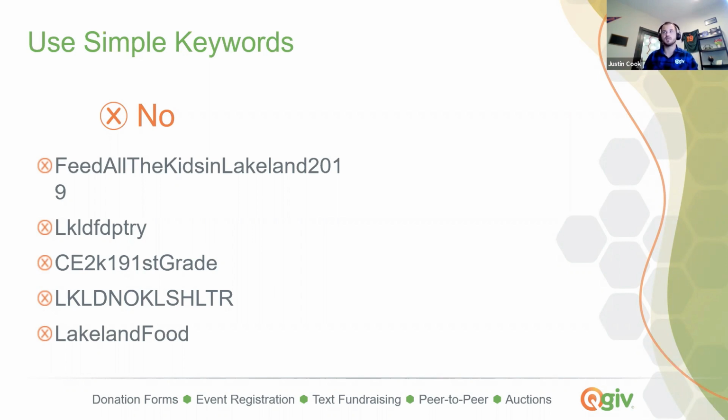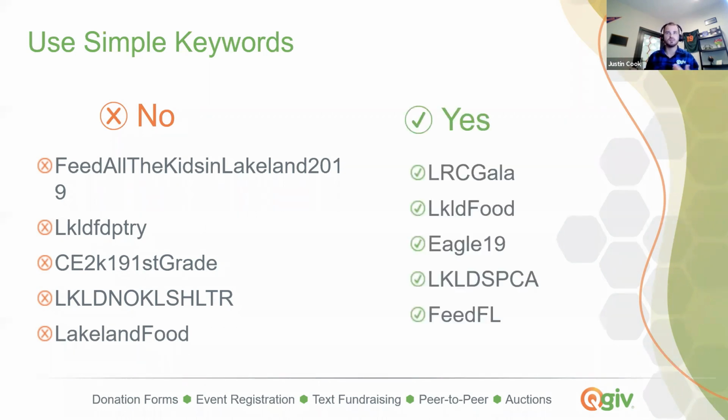Some of these examples here that are no: "feed all the kids in Lakeland 2019," that's too long, too many possibilities for the donors to mess it up. The Lakeland Food Pantry here, that second example, is just a bunch of letters back to back that no one's really going to remember. So here are some great keywords that your organization could use. LRC Gala, very short, very simple, to the point. Feed Florida, Eagle 19, super easy keywords, very easy to remember, and it leaves almost no room for error on the part of your donors.